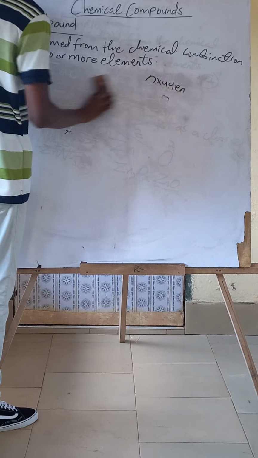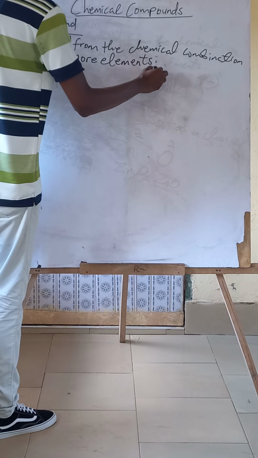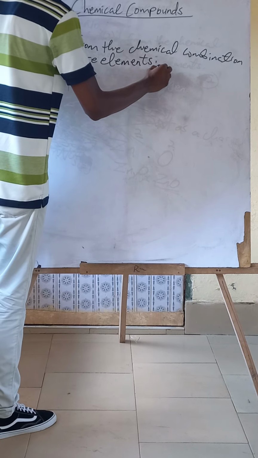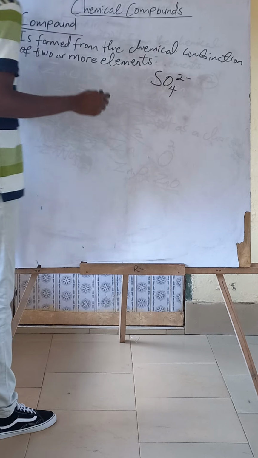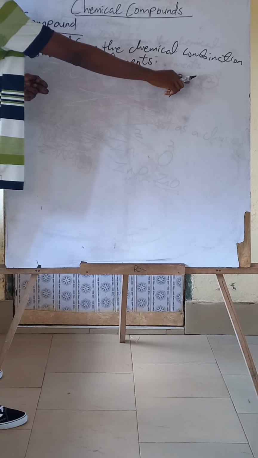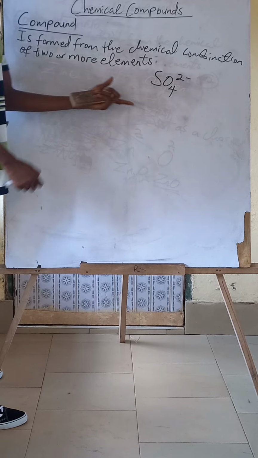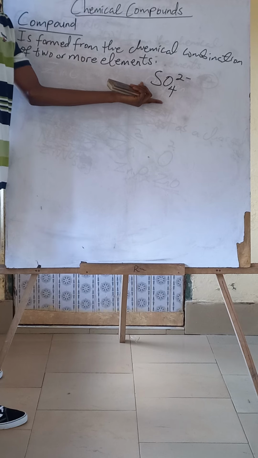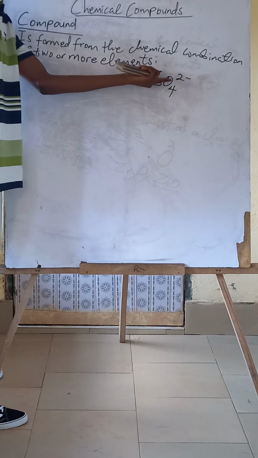Sometimes you have a radical. So let's see what a radical is. Let me write an example of a radical: SO4 2-. This is an example of a radical. A radical is an ion. From the charge that you are seeing over here, you can see that this is an ion. But this time, it involves more than one atom. You can see that we have more than one atom here.